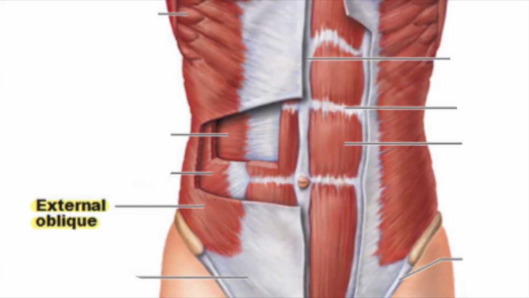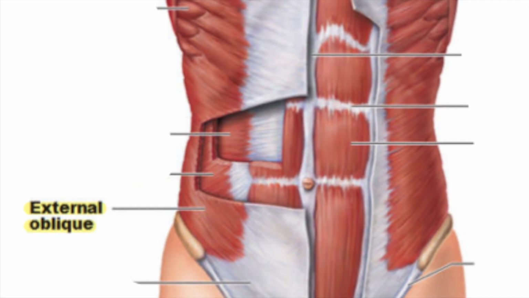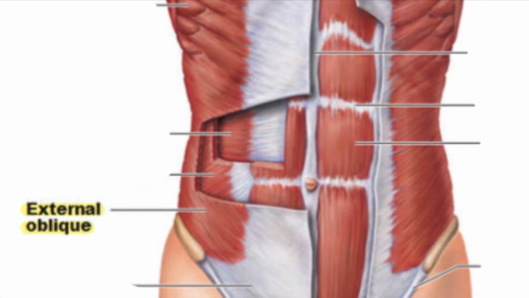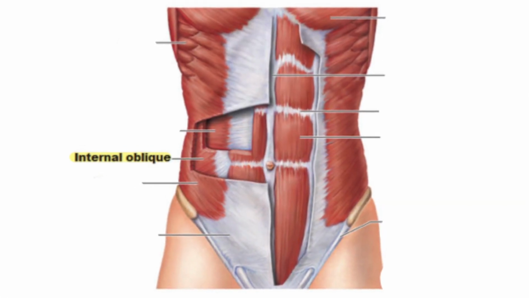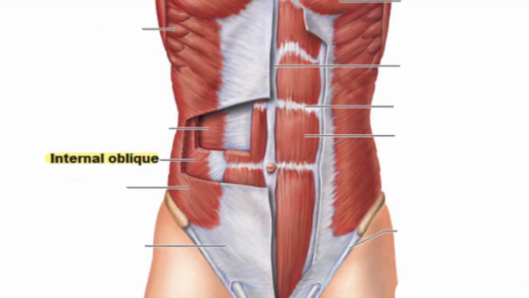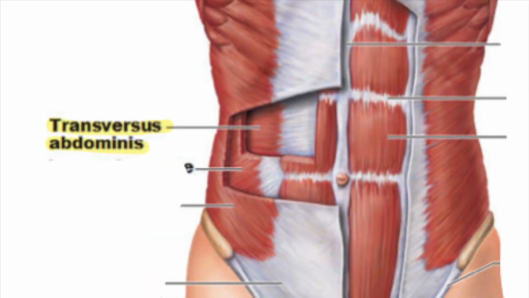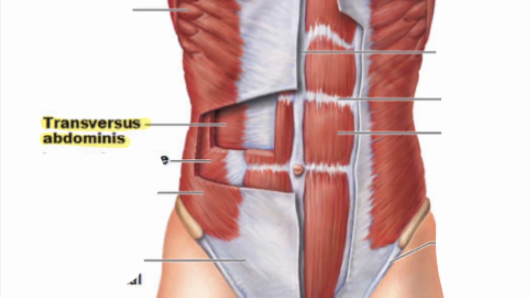Next, we're going to talk about the muscle layers of the abdominal wall, starting at the most superficial and going deeper. The first is the external oblique, where the fibers pass inferior medially. Next is the internal oblique, where the fibers fan out. And both the external and internal oblique flex and rotate the trunk. Next is the transverse abdominis, which has horizontal fibers, and the action is to compress and support the abdominal viscera.